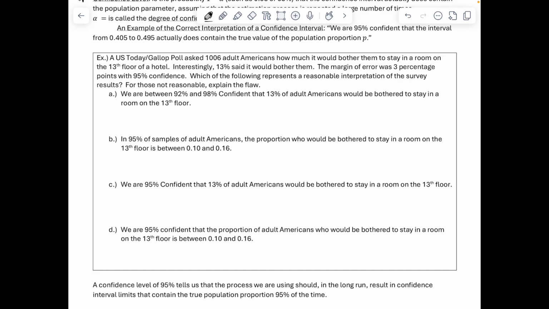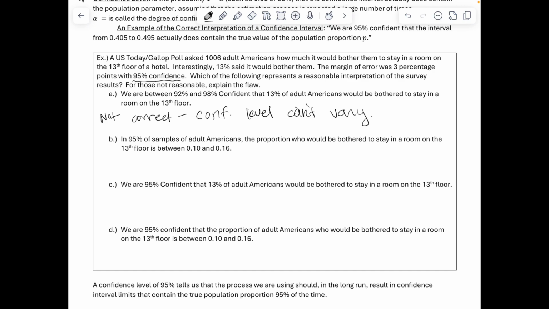Part A: we are between 92 and 98% confident that 13% of adult Americans would be bothered to stay in a room on the 13th floor. This one is not correct, and the reason is that it is stated in the problem that we are 95% confident, and this confidence level does not change. We can't vary it.